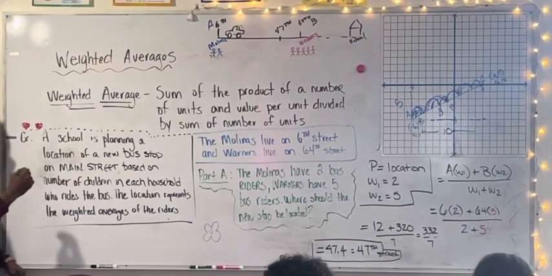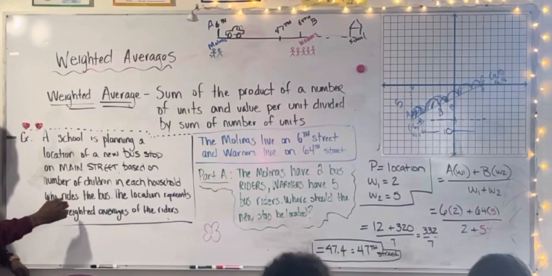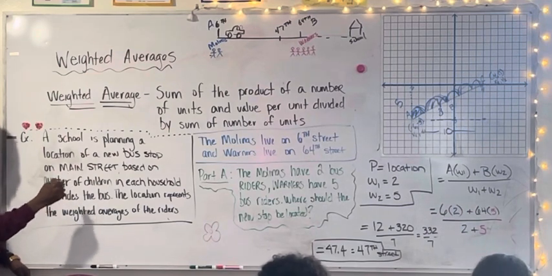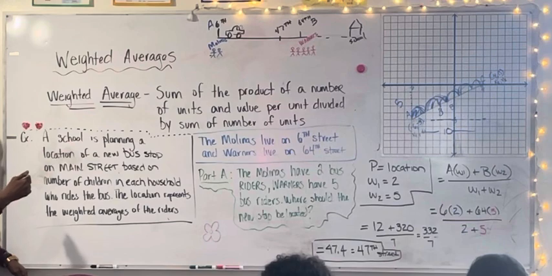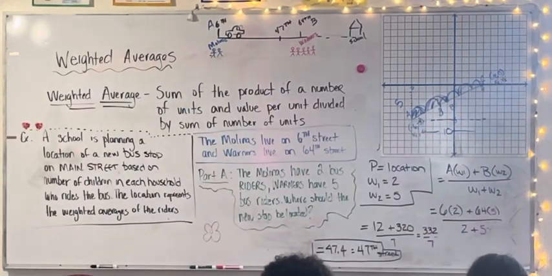Now, based on the number of children in each household who ride the bus, the location represents where the new bus stop will be put. It's based on how many people get on the bus, how many people ride that bus, how many people get on this stop, how many people get on this stop. Now, based off of those averages, you're going to put a new bus stop in. So here's the situation.